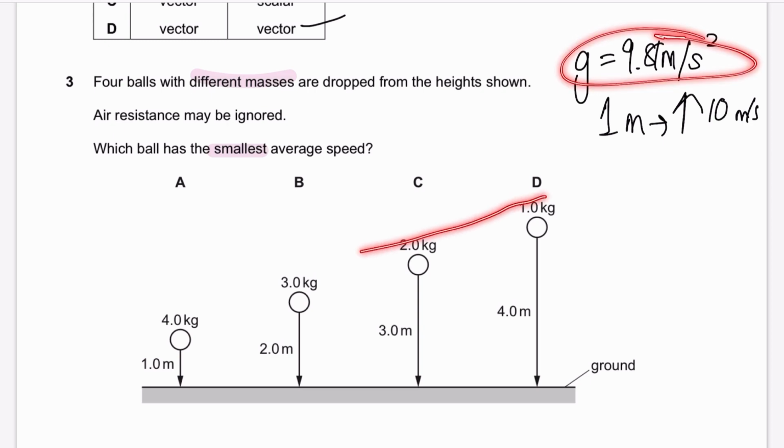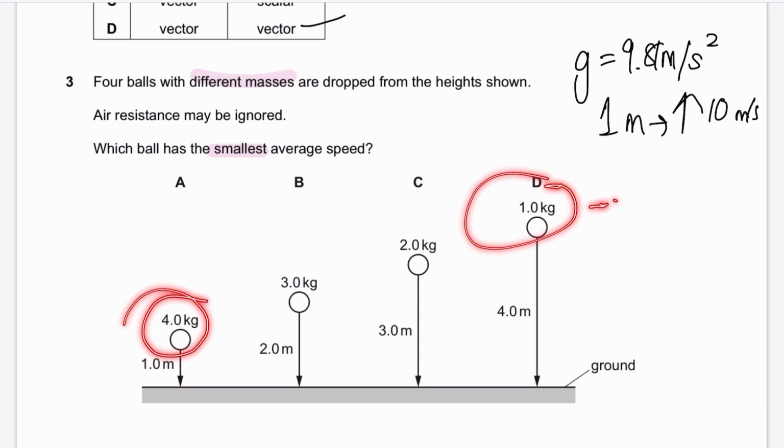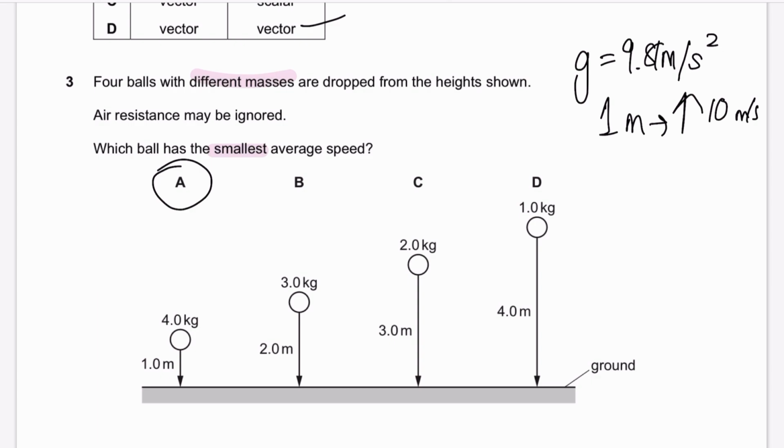Therefore, when they fall from different heights, the one at the highest height will have the maximum speed at the end, because with every 1 meter, it will gain a speed of 9.81 meters per second. It doesn't matter if A is heavier than D. D will gain more speed than A because of the distance it has to the ground. And A's distance from the ground? The least amount of distance, 1 meter. Therefore, D will have the maximum average speed when it touches the ground, and A will have the smallest average speed. So the answer for number 3 is A.